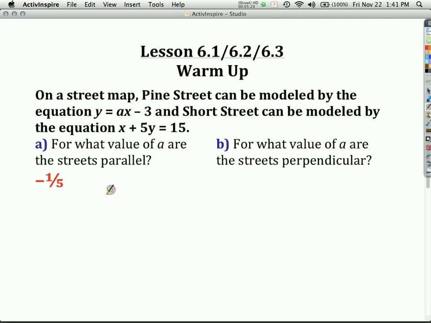Part B, what value of A will the streets be perpendicular? We'll start with Sebastian, Brandon, and then Jada. Okay, all 3 people think it's 5. That's good because it's 5.